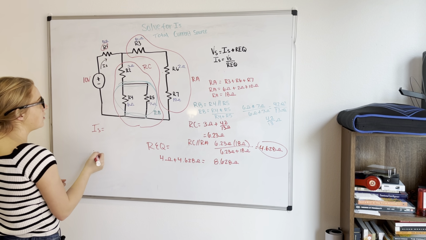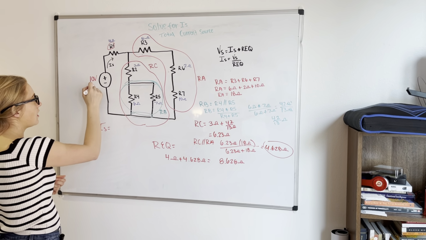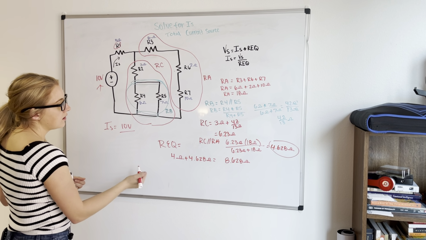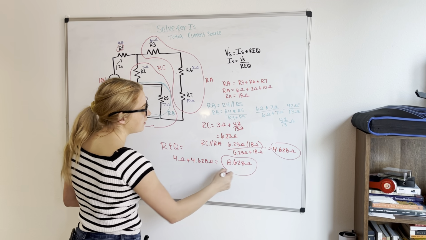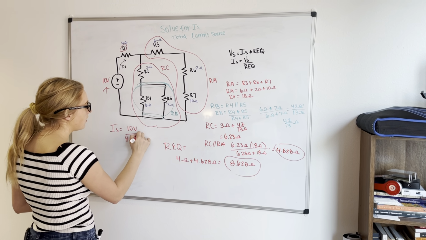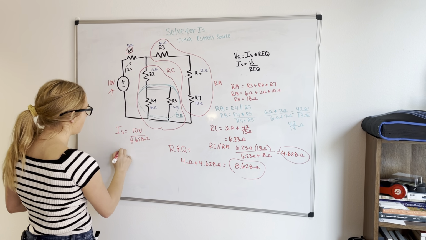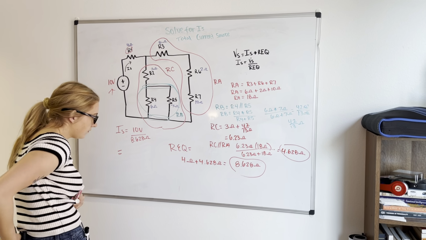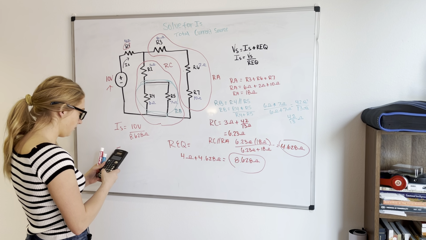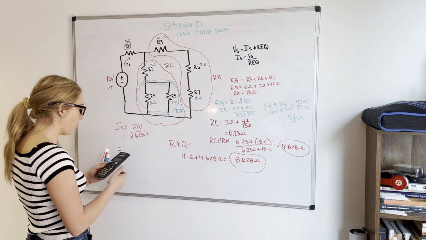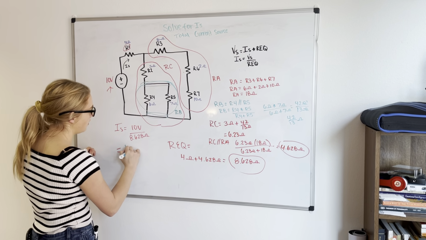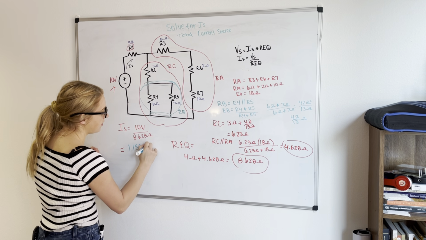So now to solve for IS, it's going to be equal to our VS, which is our 10 volts, divided by our total REQ, which is 8.628 ohms. And that is going to be equal to 1.159, and that's going to be amperage.